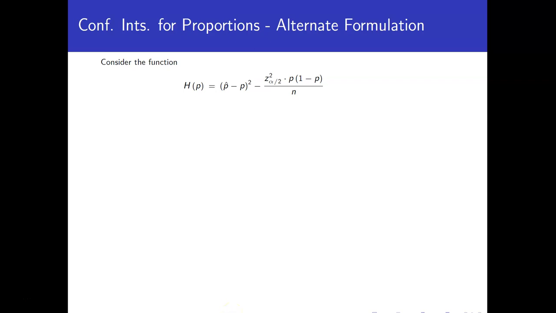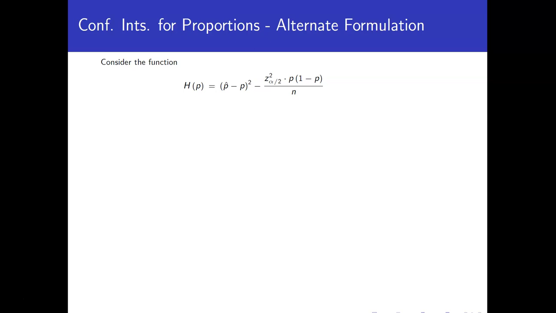So we've already created a formulation for the confidence interval for a population proportion. The point of this video is to show you a second, alternate formulation of the confidence interval that looks a little bit different than the confidence interval that we came up with in class. So to that end, let's start by considering a function.